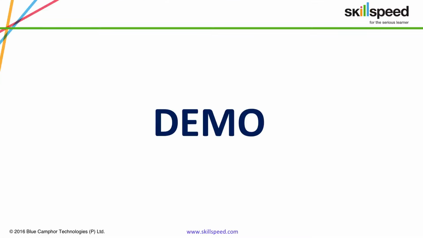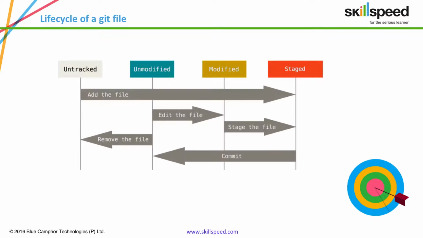So that's it for the demo on how to work locally in Git, how to create a repository, how to do some basic operations in Git, and how to ignore a file in Git. This is a typical life cycle of a Git file. You create a file, and then you add that file from untracked to tracked, and then you modify, you stage it, you commit it, and then you can remove the file as well.